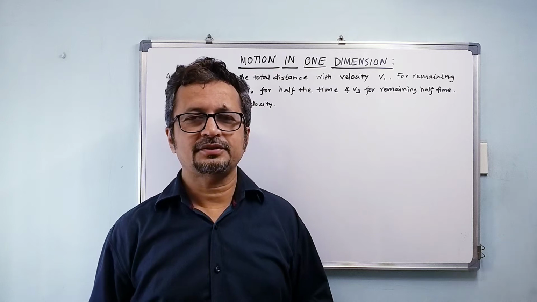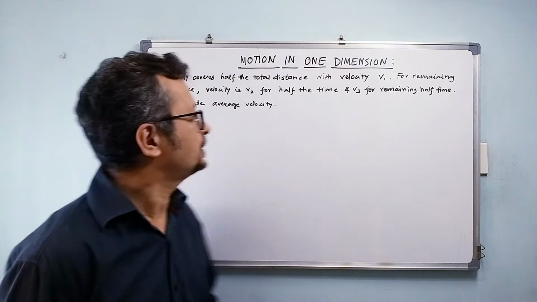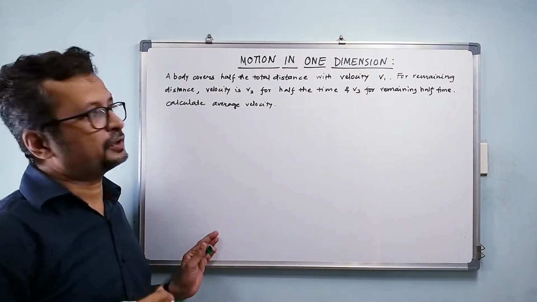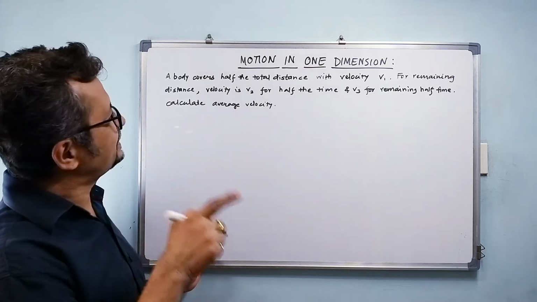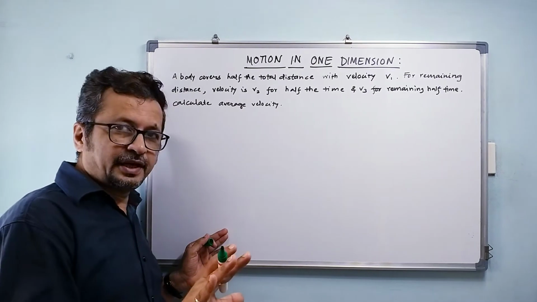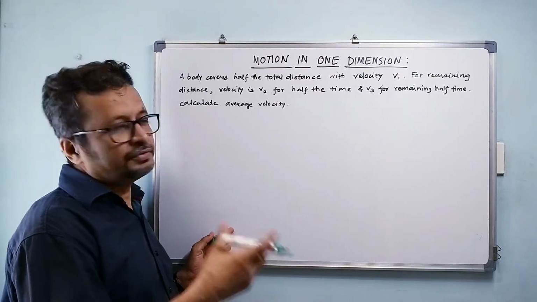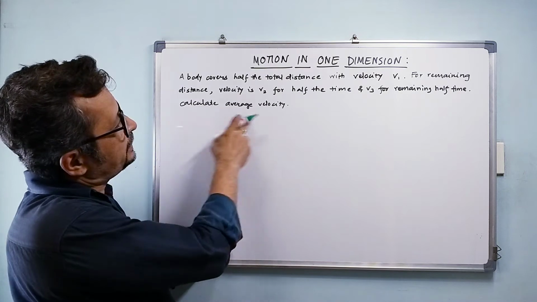Hello guys, this is one more exciting problem. Let us read it out. The body covers half the total distance with velocity v1. For the remaining distance, velocity is v2 for half the time and v3 for the remaining half the time. Calculate the average velocity.